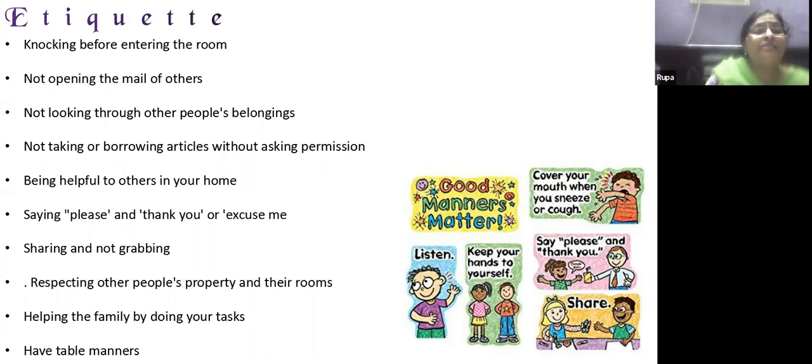Saying please and thank you or excuse me, these are called the magic words, children. Sorry, please, thank you, excuse me. So use these magic words. These magic words will change your behavior. It will show the world that you are well mannered. Simple small words: please, thank you, excuse me.